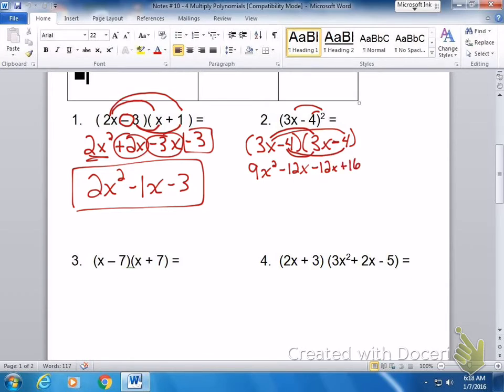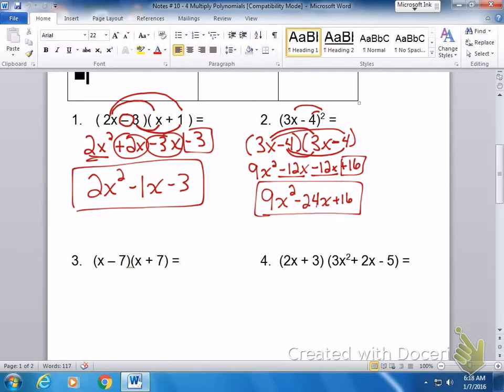Now I just need to combine like terms. The only x squared I have is the 9x squared. But I have minus 12x minus 12x, so that's negative 24x. And then all I have here is the plus 16, so plus 16. So you can see the process was the same with different numbers. Just take your time and be careful. Now let's look at number 3.